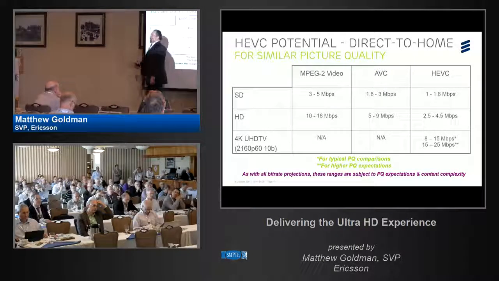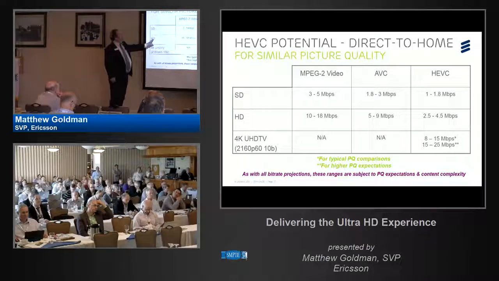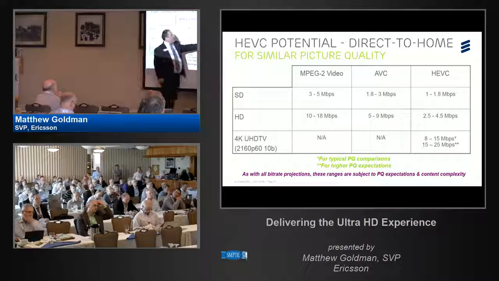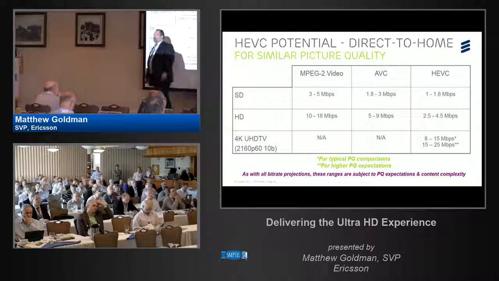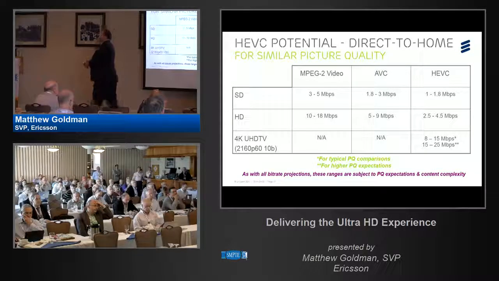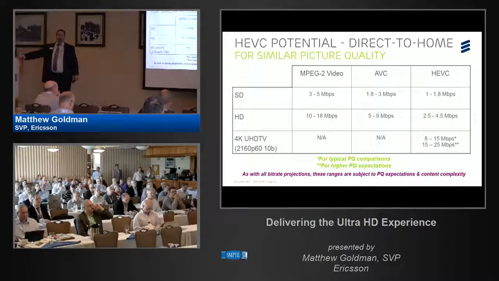If you project the same type of picture quality you have today on either MPEG-2 HD or AVC HD forward, you come up to roughly 8 to 15 megabits per second. That's great. That means Ultra HD can fit into the same bandwidth as today's MPEG-2 HD. Fantastic. What's wrong? These are totally legitimate numbers, and we run this in the lab. What's the most important thing about UHD versus anything else?